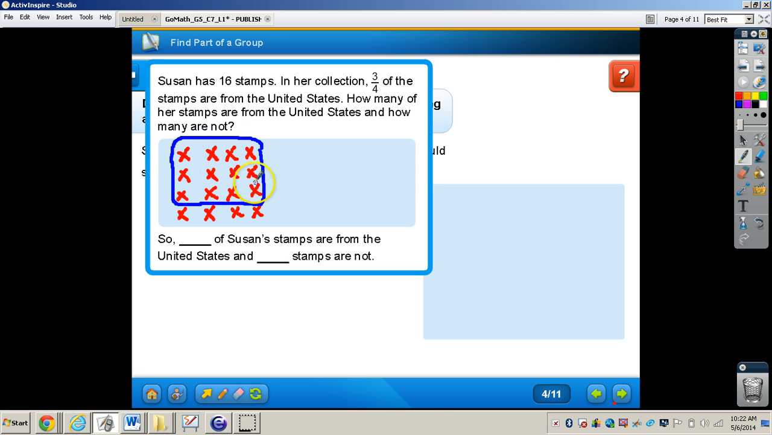Okay, now that I've circled 3/4, I now need to count the X's within these 3/4. So you can see I have 1, 2, 3, 4, 5, 6, 7, 8, 9, 10, 11, 12. So we know that 12 of Susan's stamps are from the United States. And how many are not? What we need to do is just look at the row that is not circled and count those X's. And we can see that there are 1, 2, 3, 4 X's that are not circled. So we can see that 12 are from the United States and 4 stamps are not from the United States.